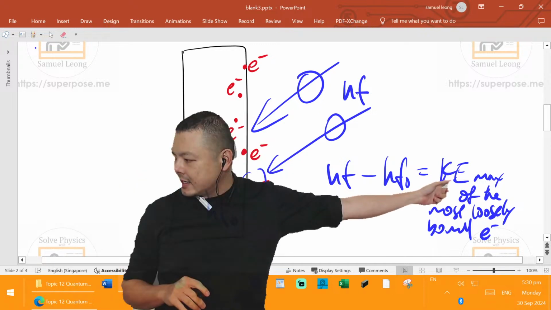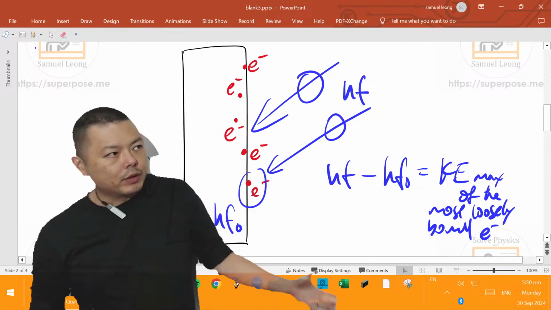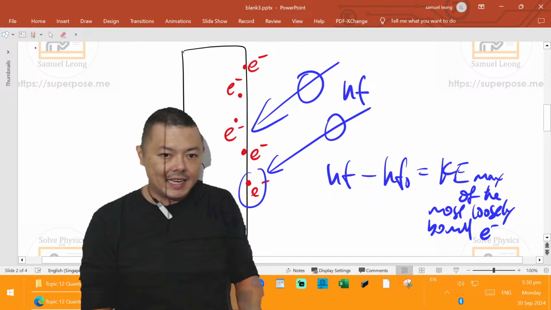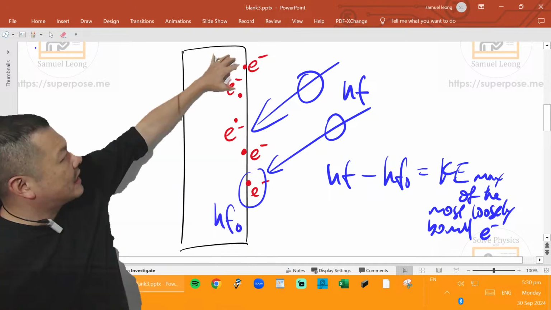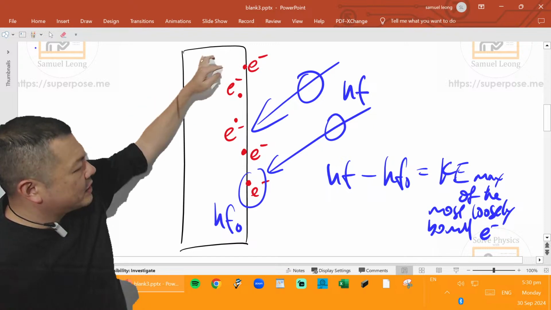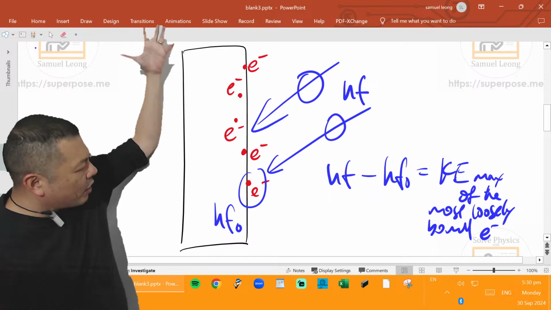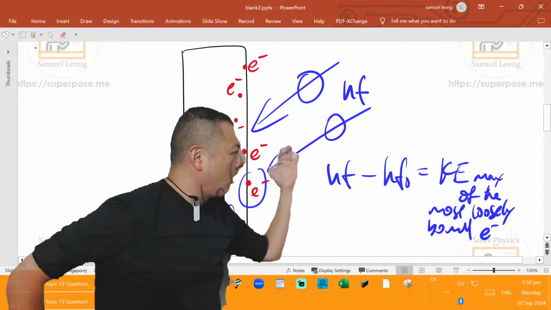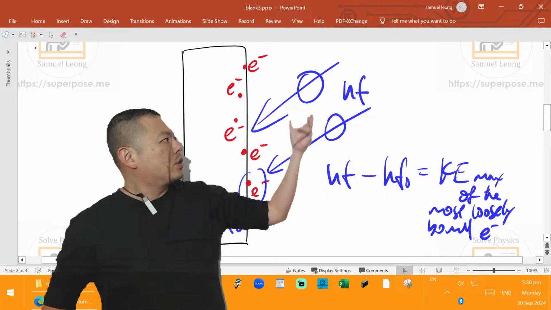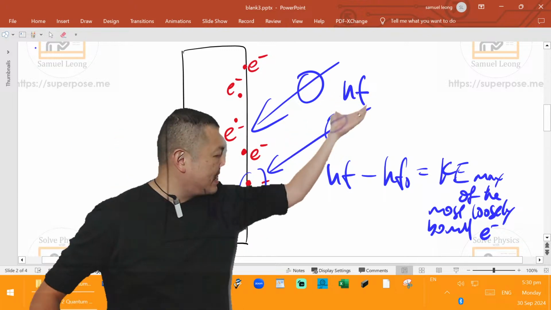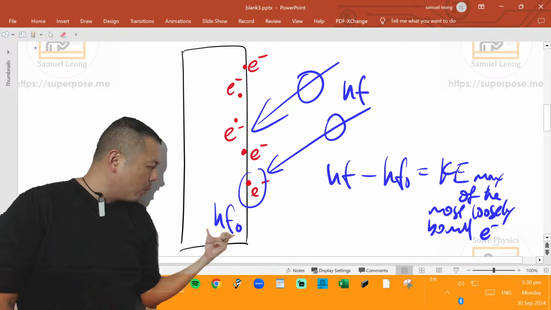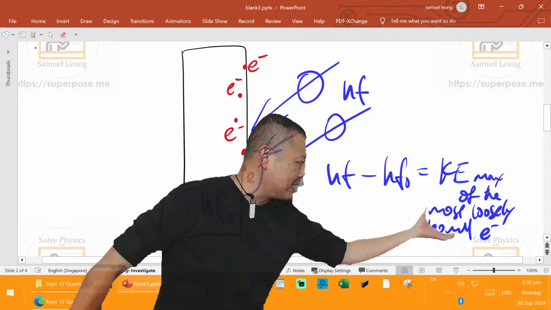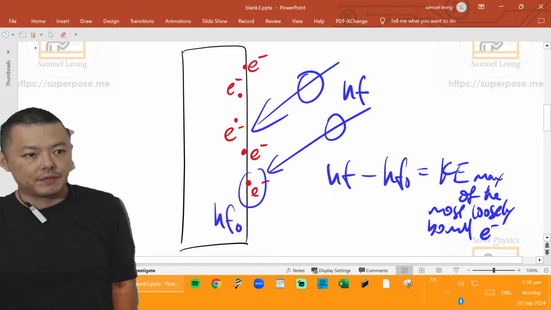You understand this? Of course, then the question will be, how about those that are further behind? Do we need to care about their Ke? The answer is no. You don't have to care about the Ke of the other electrons, because we are concerned about the one that is most easily lost out of the metal plate. So we are concerned about this one here. Therefore, when you calculate hf minus hf naught, the work function is meant for your calculation based on the most loosely bound electron to the metal surface.